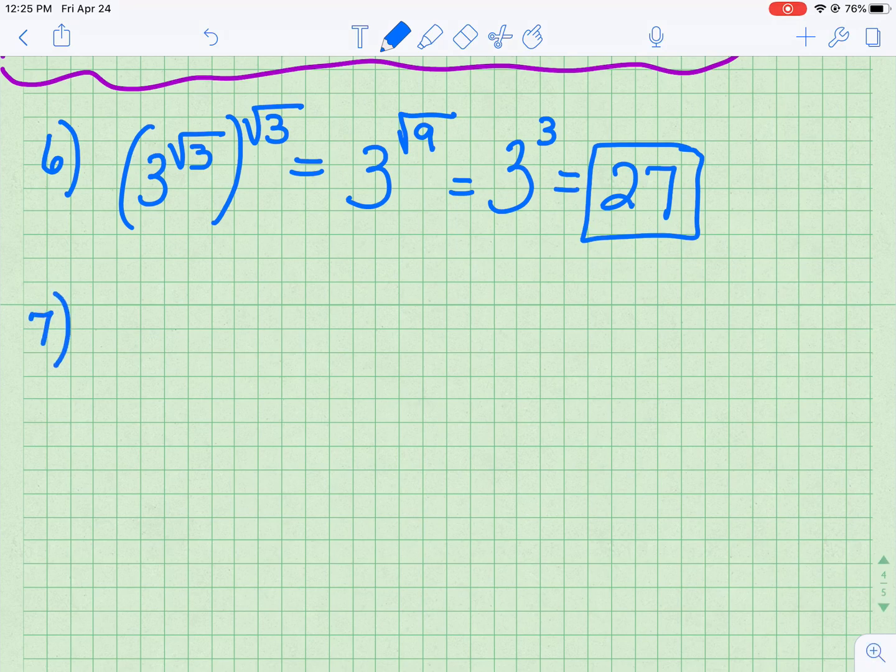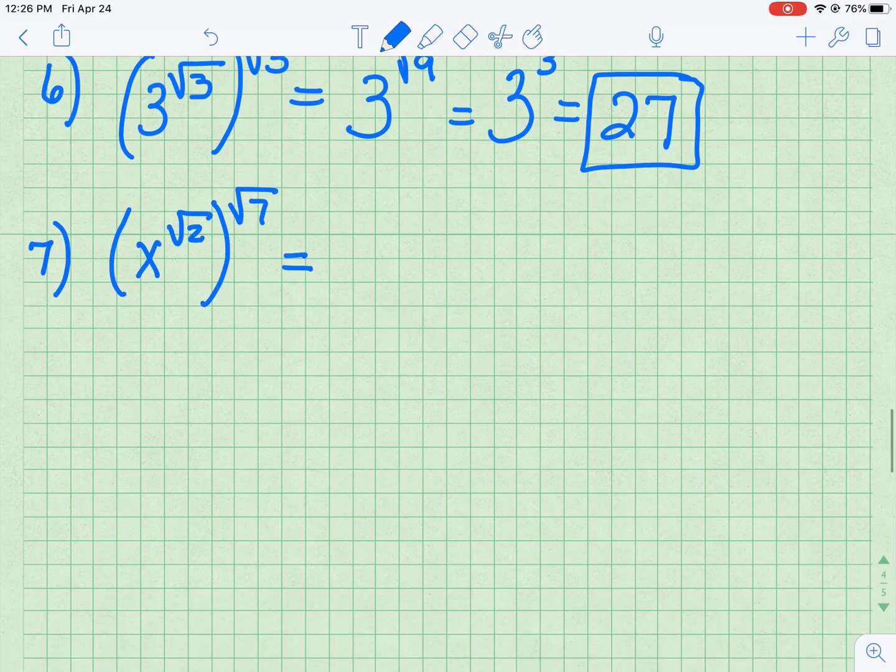Okay, number 7. This one's not going to come out nice. We have x raised to the square root of 2 raised to the square root of 7. So again, a power to a power, we're going to multiply. Radicals, we just multiply outside times outside. Well, there's 1s on the outside, and then inside times inside. So this just ends up being x to the square root of 14.